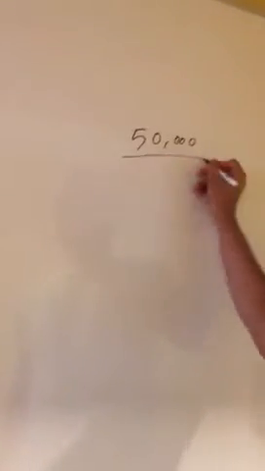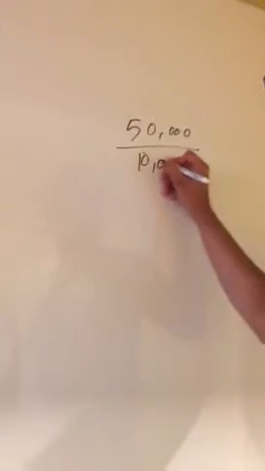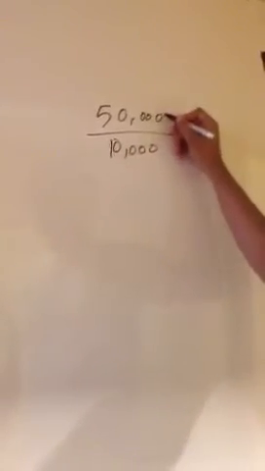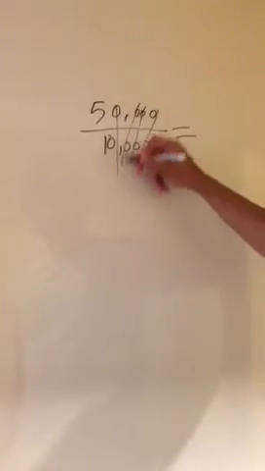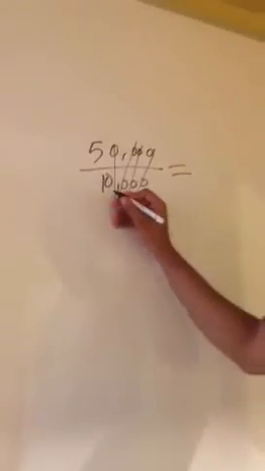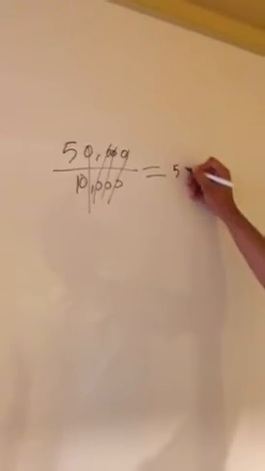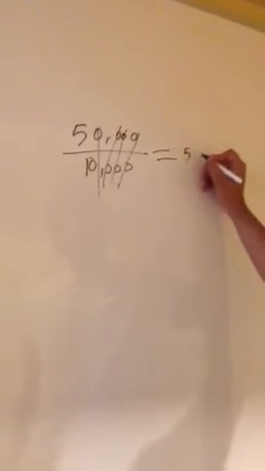So in order to solve this, the total amount of bags is 50,000. So the total amount is 50,000, and the money supply was 10,000. So you would divide that by the money supply. 50, you would just cancel out those zeros. 50 divided by 10 would equal 5.